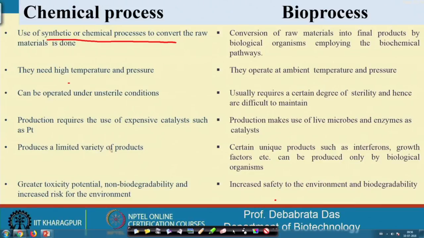So, one advantage is that chemical processes can occur at industrial conditions, but a biochemical process should also take place at industrial conditions. So these are the different things that we have involved with this process.